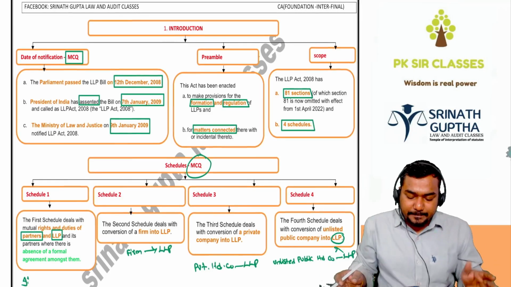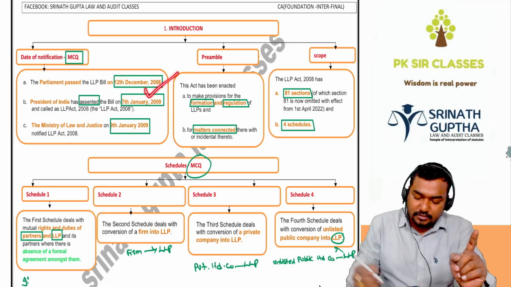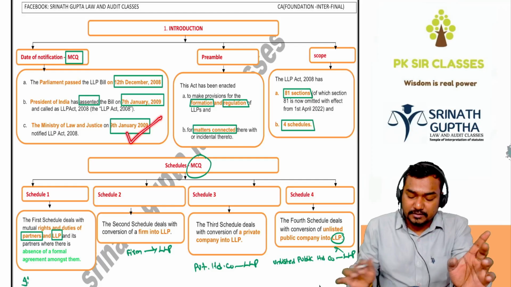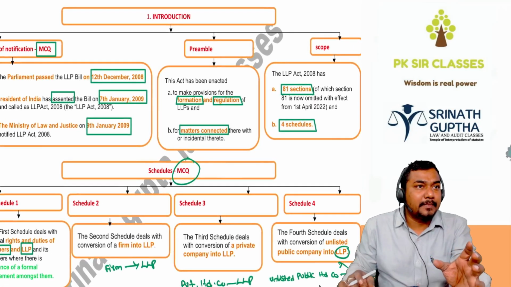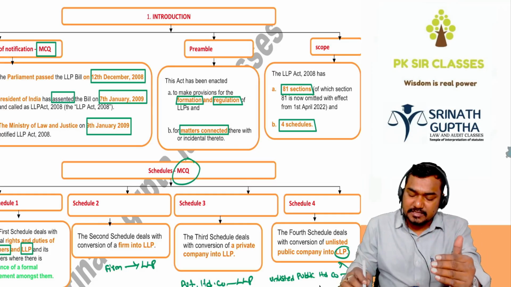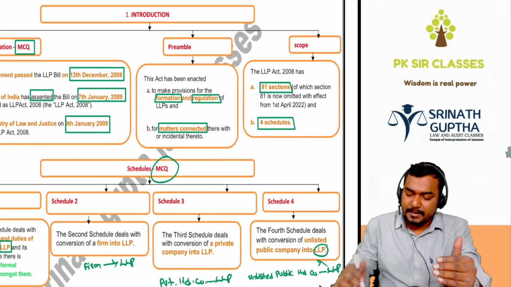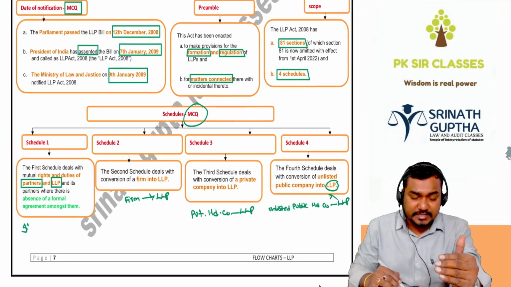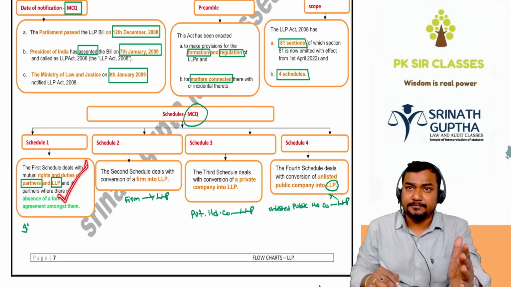So this act was passed in the Parliament of India on the 12th December, and the President of India gave the consent on the 7th August, and it was published in the official gazette on the 9th January. He may ask in the MCQs. And the preamble means summary of the whole act in one line. So this act contains the provisions for the formation of LLP, regulation of LLP, and other matters related to LLP. It contains 81 sections and 4 schedules. Out of these 4 schedules, Schedule 1 deals with rights and duties of the partners and LLP. This will be applicable if there is no LLP deed.